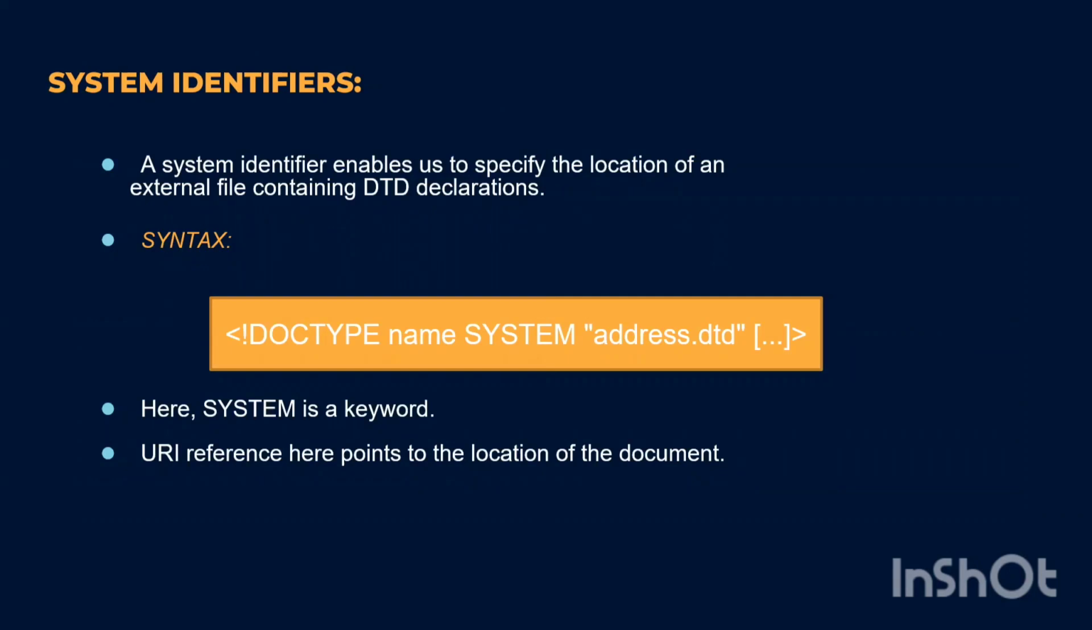And here, this is the syntax for the system identifiers. So DOCTYPE, name, SYSTEM, and address.dtd. So here, SYSTEM is the keyword used here, and address.dtd is the file in which the elements are declared outside the XML file. So here, we will find the location of that file exactly.